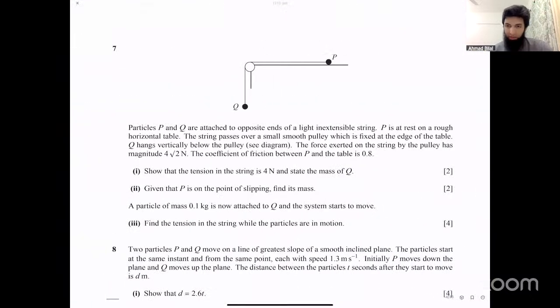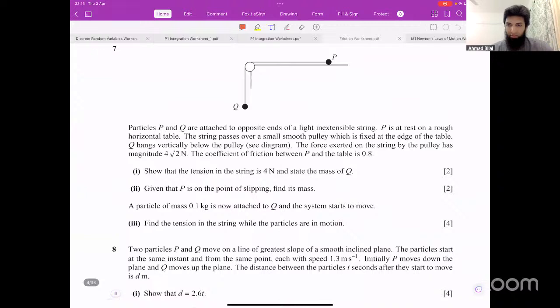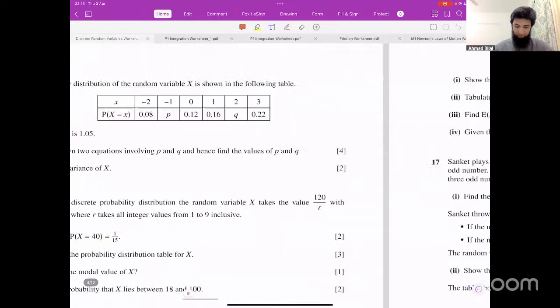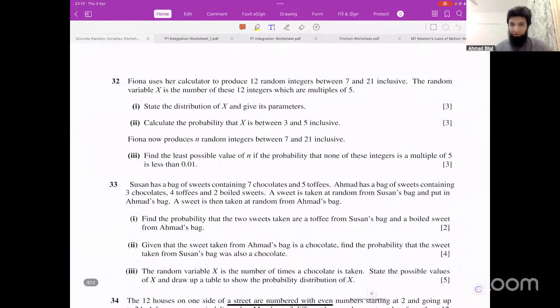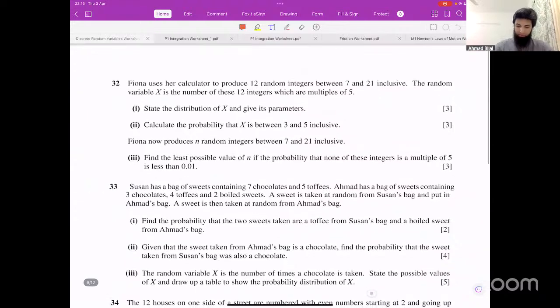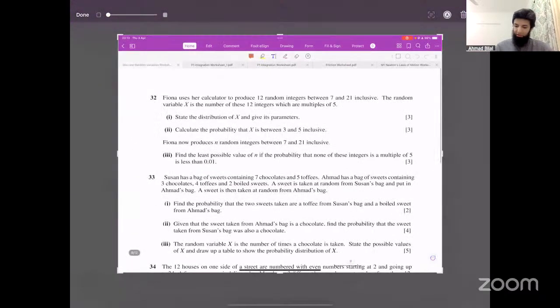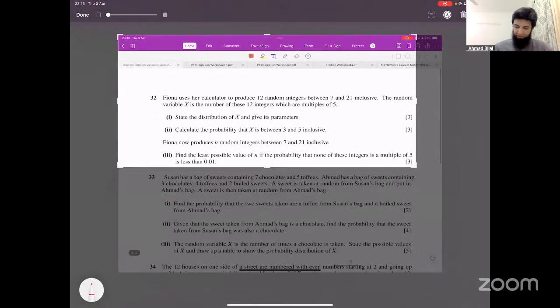All right, so one of these questions that you've asked, I think it already does include this part as well. So we will just do that. Let's start with this one, question number 32. Yeah, question number 32 from the worksheet. Let's have a look at this.